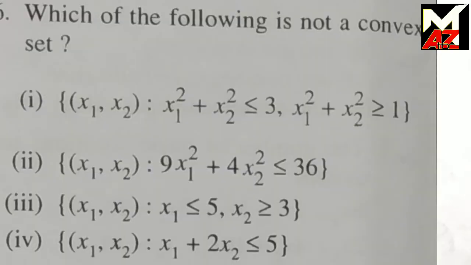So option 4 is correct. Next question: which of the following is not a convex set? Option 1: the set of (x1, x2) such that x1 square plus x2 square is less than or equal to 3 and x1 square plus x2 square is greater than or equal to 1. Option 2: the set of (x1, x2) such that 9x1 square plus 4x2 square is less than or equal to 36. Option 3: the set of (x1, x2) such that x1 is less than or equal to 5 and x2 is greater than or equal to 3. And the last option: the set of (x1, x2) such that x1 plus 2x2 is less than or equal to 5.